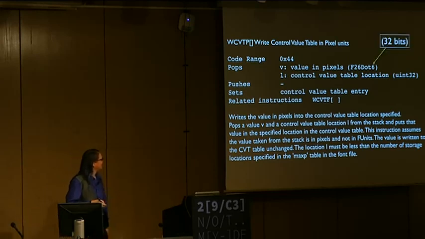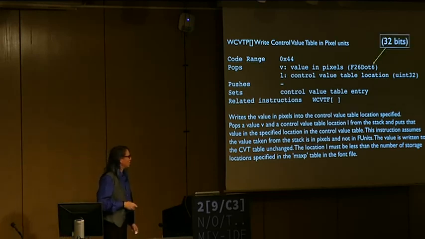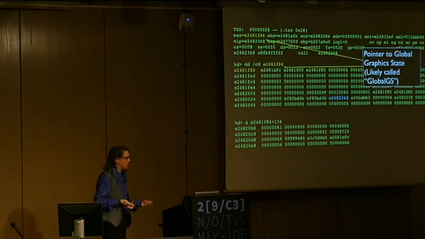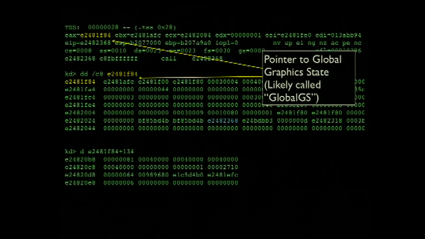It's up on Microsoft's website. So what I was saying, this is the funny floating point thing right here, which is actually 32 bits in reality. But if you're actually trying to draw a font, it'll be this floating point thing. So this is the global graphic state.